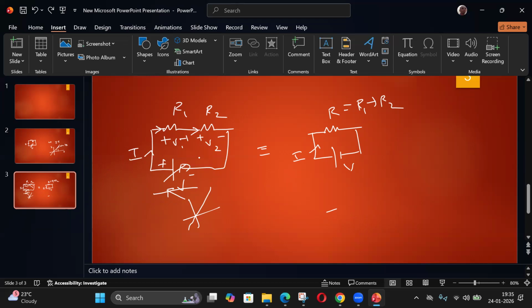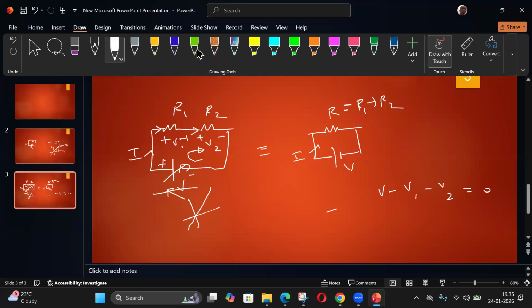So you know KVL, right? Yes, sir. So the sum of voltage drops in this closed loop should be 0. From here to here, there is a rise of V volts, and then there is a drop of V1 here. If I take the rise as positive and the drop as negative. In the resistor, along the direction of the current flow, there will be a voltage drop. That you can take as a fact.